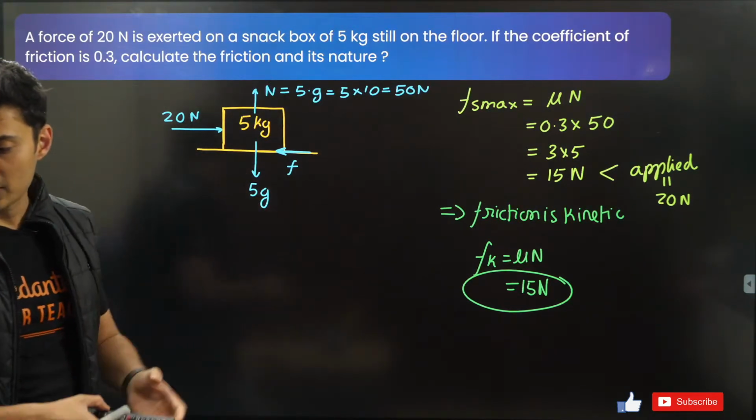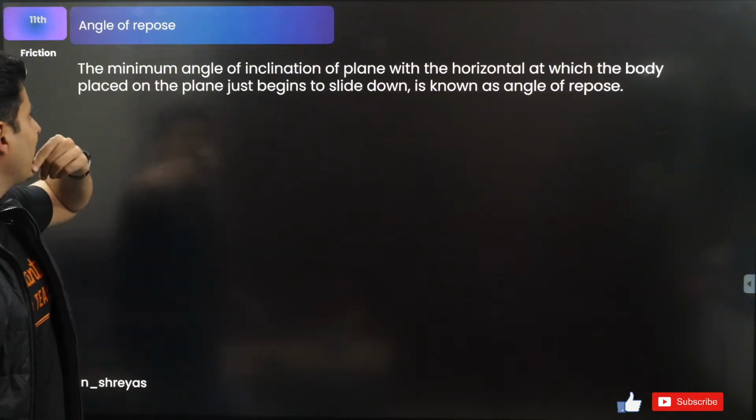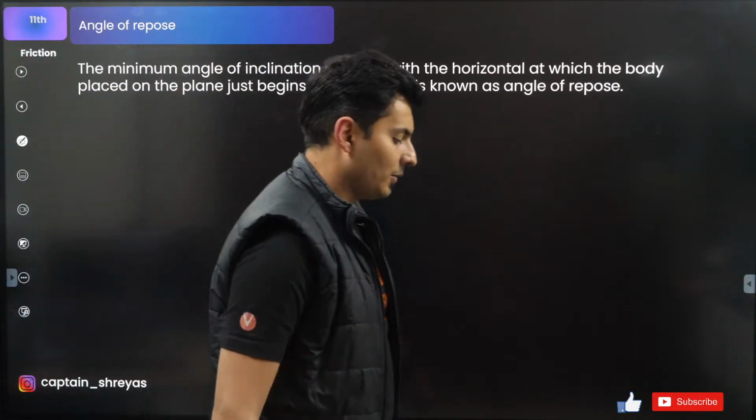Let's join and see the next topic, and that is angle of repose. Okay, what is this angle of repose?